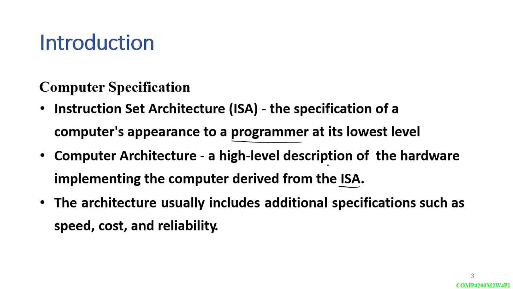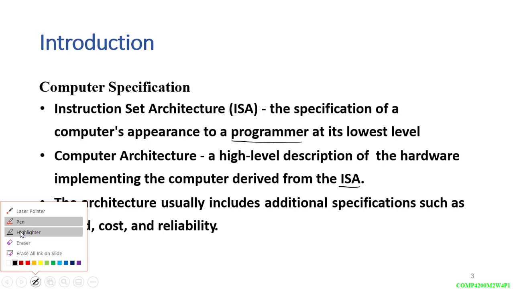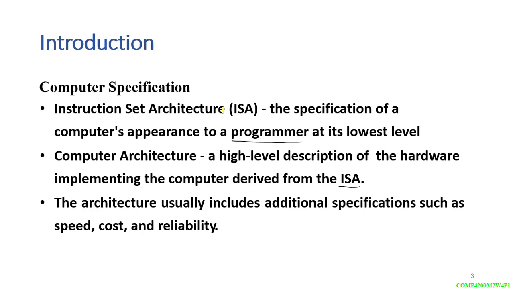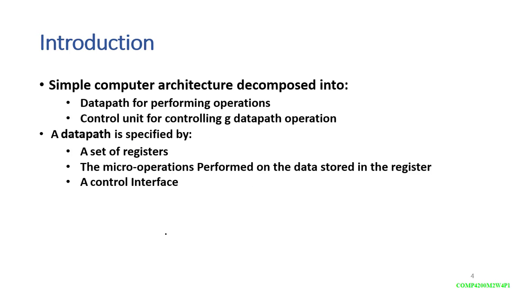So as we said earlier, the first step is to build your architecture. The first step is building our instruction set architecture. The second step, we build the hardware that supports this architecture. Then we start writing our programs. So the architecture usually includes specifications such as speed, cost, and reliability.